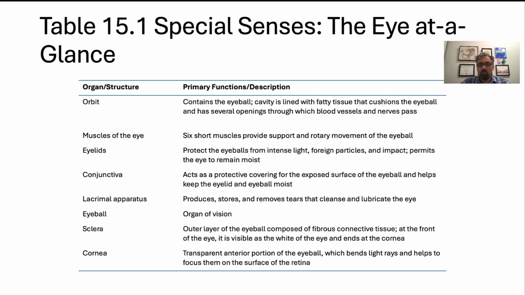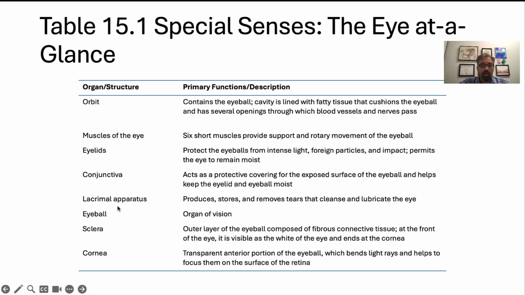A couple different terms that you might need to know about. The orbit is the actual name for the cavity in which the eyeball hangs out. Sometimes you'll see the eyeball itself referred to as the orbit, but generally it is the orbital cavity, a cavity in which the eye sits. There are 6 muscles that provide movement for the eye. Eyelids, you know what eyelids are, but they help shield from intense light and stuff hitting the eye. The conjunctiva we've talked about already.